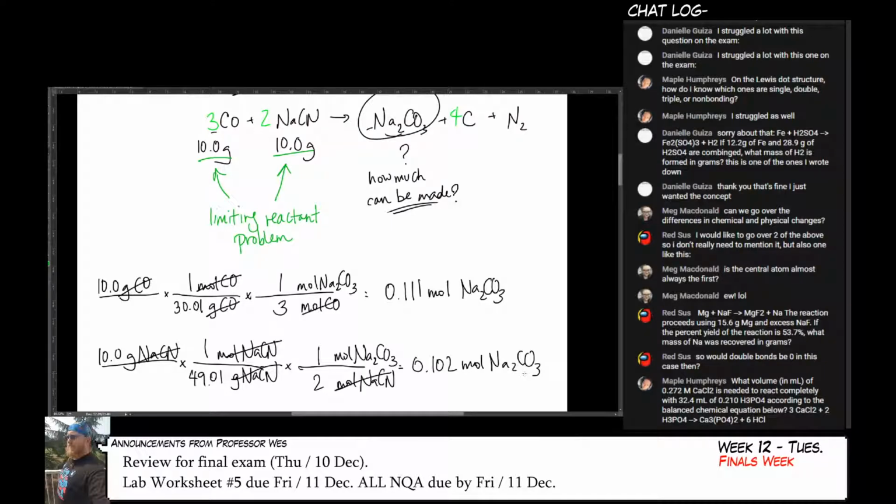So 10 grams of carbon monoxide will make 0.111 moles of sodium carbonate, but 10 grams of sodium cyanide will only make 0.102 moles. So this is the smaller number, which means that this is the limiting reactant. And so we are going to use that number to continue. The other reactant is in excess, and so we'll cross him out. Don't need him for the calculation.